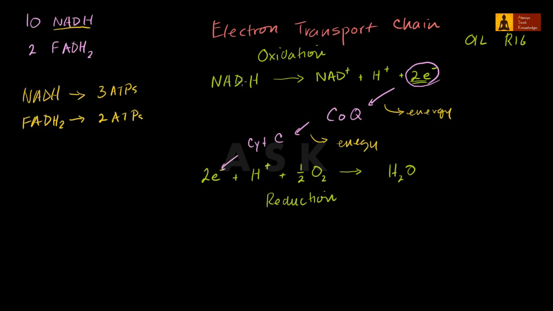When these electrons were in NADH, they were in a higher state than they are when they bond to coenzyme Q. So they release energy. Then they go to cytochrome C, release energy. Now that energy is used to pump protons across the cristae, across the inner membrane of the mitochondria.